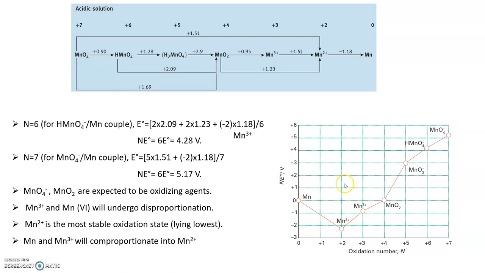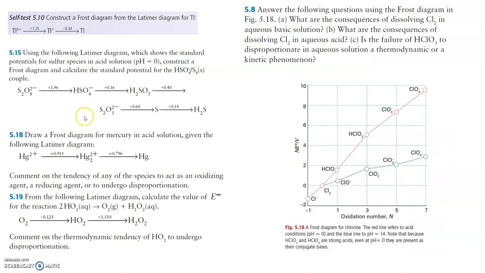Thus, we get the relevant information from the Frost diagram. Similarly, you can try this at home. Construct a Frost diagram from the Latimer diagram. Calculate the E naught value for each of the couples. Plot accordingly. You will get the values. Similarly, using this at pH 0, meaning acidic medium, construct a Frost diagram and calculate the potential for this. Frost diagram, you construct it, calculating each of them. Then for this couple, you calculate the value.